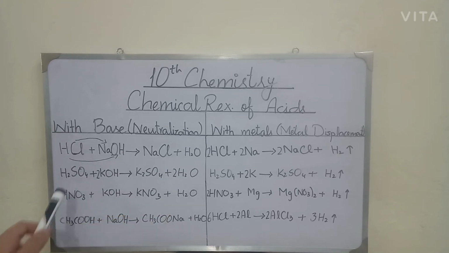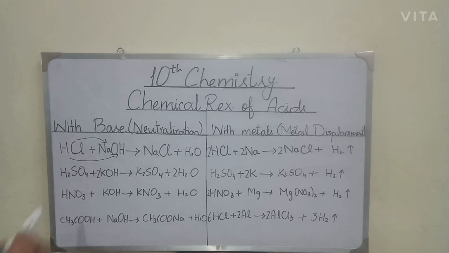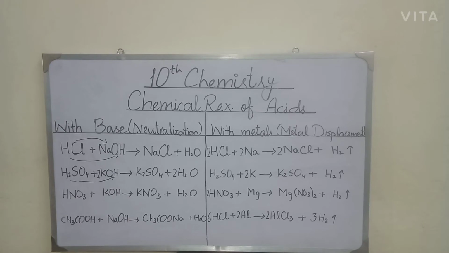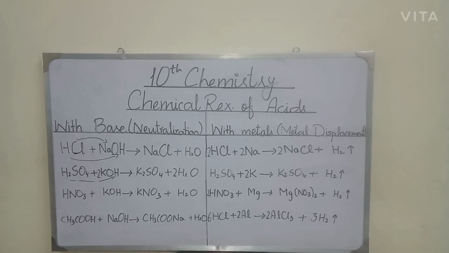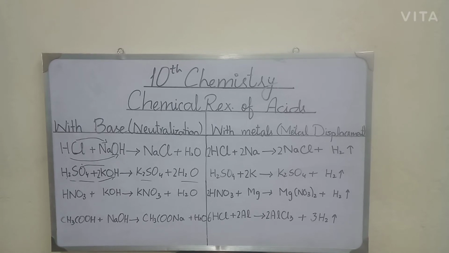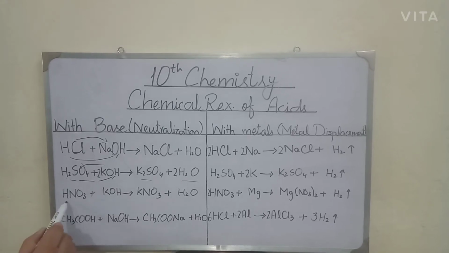According to this reaction, the acid will donate H positive ions, and the OH of the KOH reacts with the H positive ions of the acid and they will produce water. Similarly, the potassium ions of the KOH react with the sulfate ion of the acid and they will produce K2SO4, potassium sulfate, that is a salt. Similarly, HNO3 nitric acid, when reacting with the KOH base, produces KNO3 salt plus water.